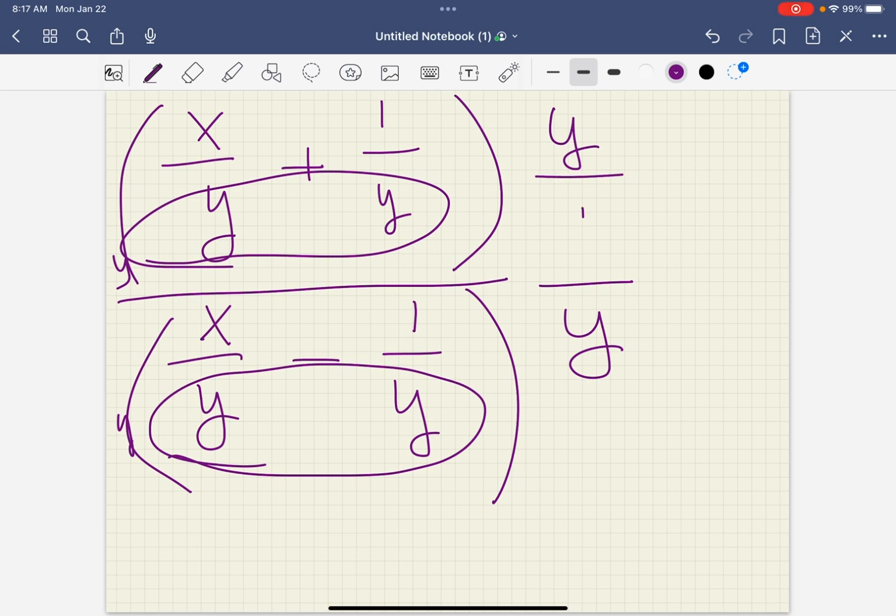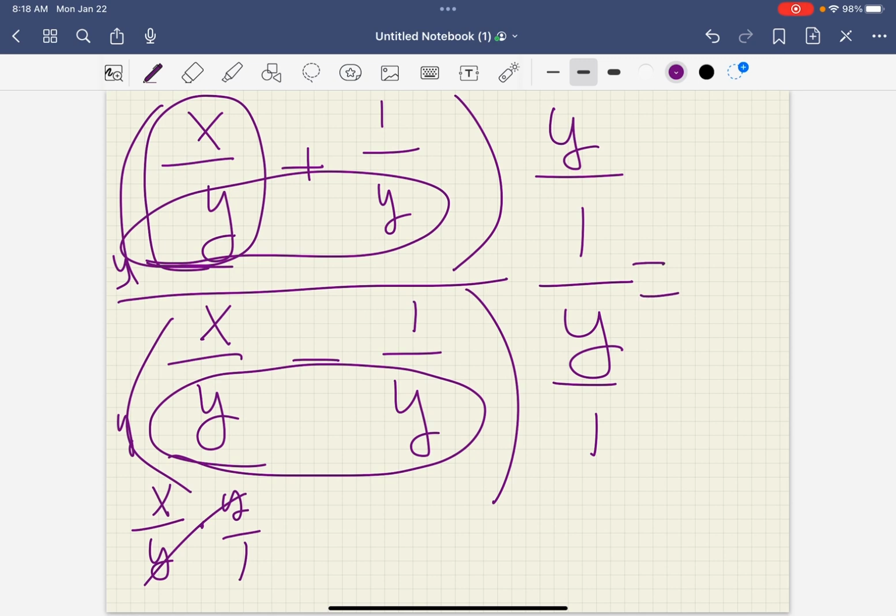So to make this easier to see what cancels and what does not cancel, I'm going to put each one of those over 1. So what we're going to do is multiply x over y times y over 1. You don't have to write this down, but just so you can see what's happening, you see the y's cancel. So all we have left is x. So when we do this, we're going to have x left over right here, plus, when we multiply 1 over y, see the y's are going to cancel, so we just have 1 left over.